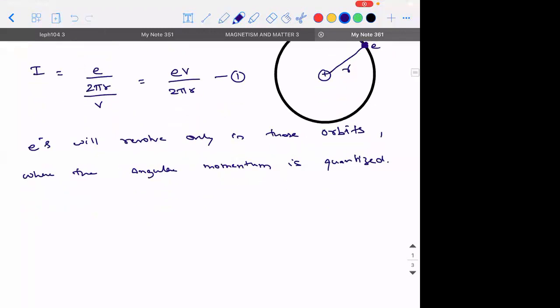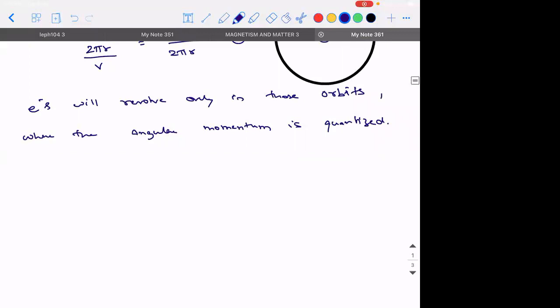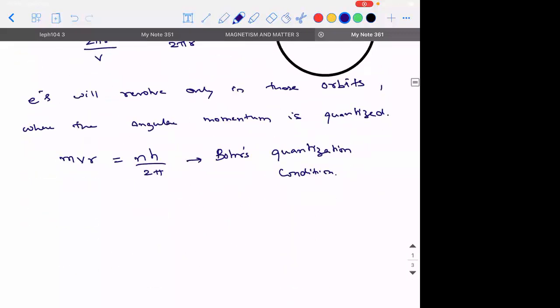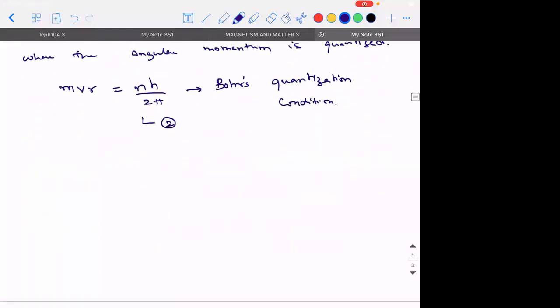Now I have a question. What is the formula for angular momentum? You guys know this? Angular momentum is nothing but the moment of linear momentum. It is mvr is equal to n into h divided by 2 pi. This is called Bohr's quantization condition. Let me take this as 2.